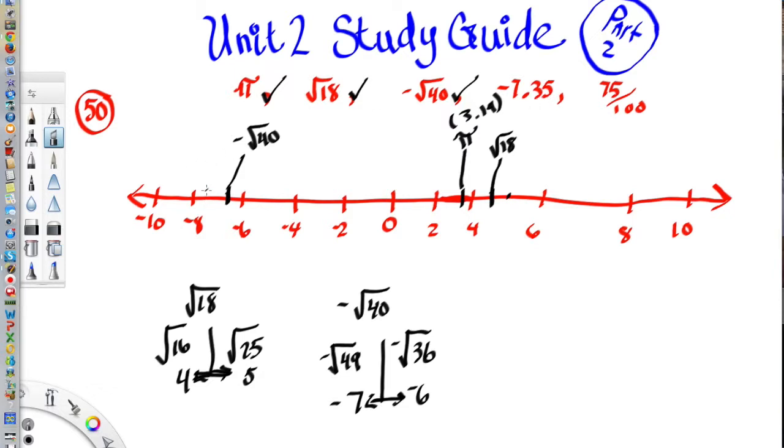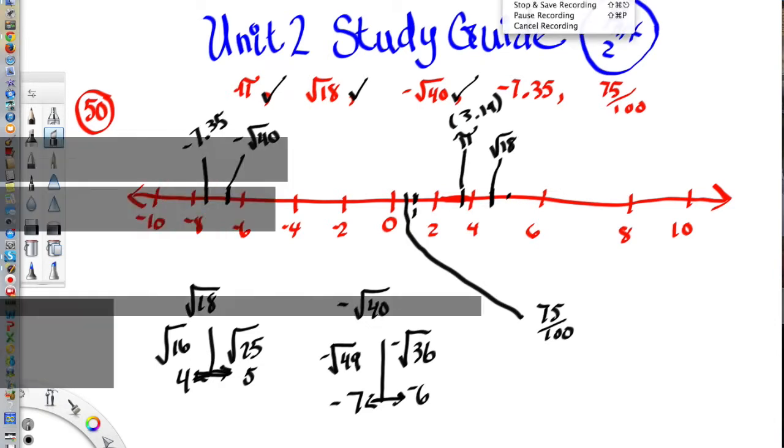Okay. Negative 7 and 35 hundredths. Okay. That makes it easy. It's going to be between negative 6 and negative 8, but a little closer to negative 8. So I can put negative 7 and 35 hundredths. And then finally I have 75 hundredths. Just to make life easier, I know that 75 hundredths is going to be, if 1 is right there, 75 hundredths would be right about there. And I'm done. I think you get the idea.